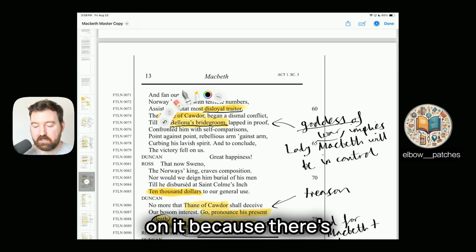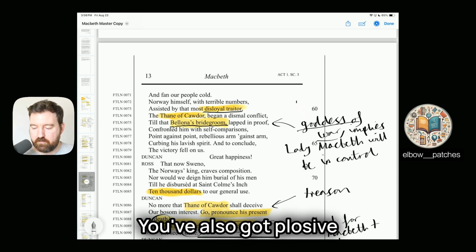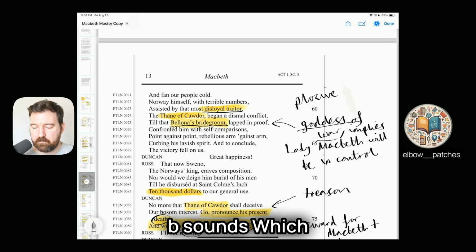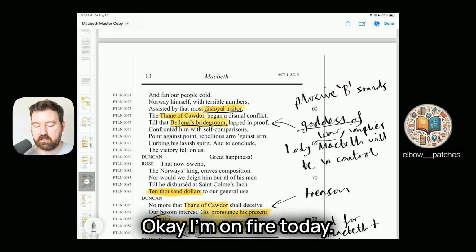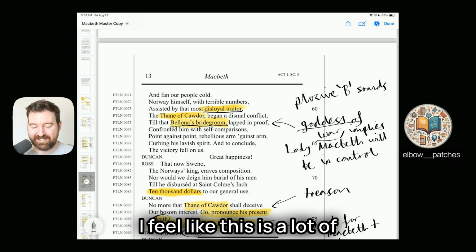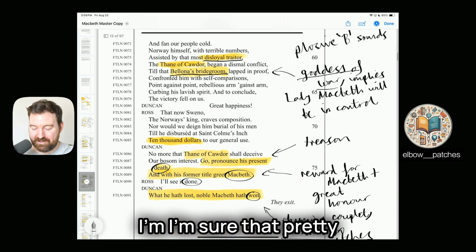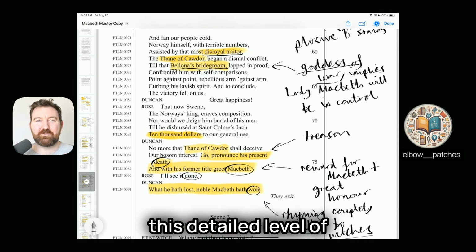If you want to go even deeper on it, because there's always extra layers, you've also got plosive B sounds, which adds to the sense of the aggression on the battlefield. Bellona's bridegroom. Okay. I'm on fire today. I feel like this is a lot of really good information. I'm sure that pretty much no one has quite this detailed level of notes.